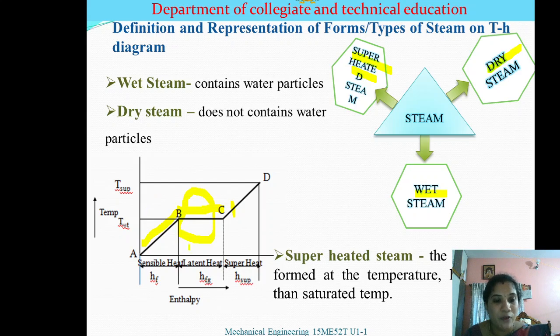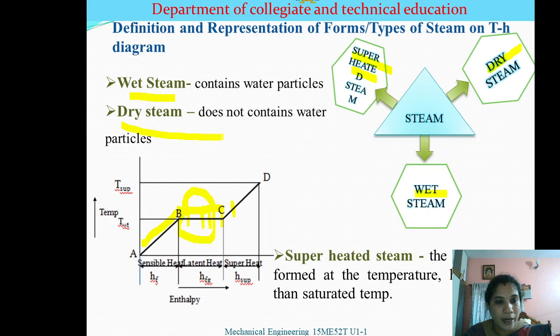So how can I define it then? The steam that contains water particles in suspension can be defined as what? Wet steam. So the steam present in the region B to C, anywhere in this particular region, it can be here or here or somewhere anywhere in the region B to C, the steam is referred to as what? The wet steam. So wet steam can be defined as the steam which contains water particles in suspension.